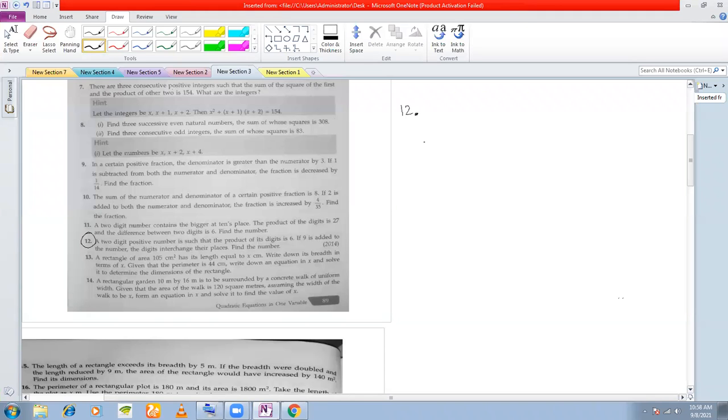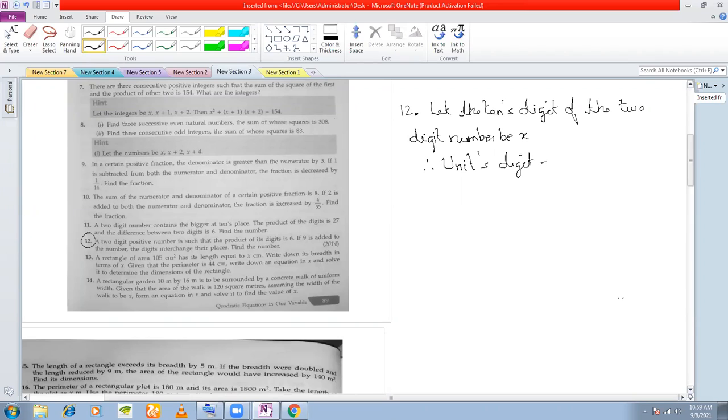Now, a two-digit positive number is such that the product of the digits is 6. If the product of the digits is 6, that means if I take the tens digit as x, what should be the units digit? It should be 6 by x, right? Because the product of the digits is 6. So I start by saying let the tens digit of the two-digit number be x. Therefore, units digit is equal to 6 by x because the product of the digits is 6.